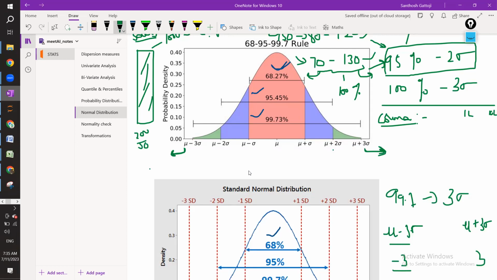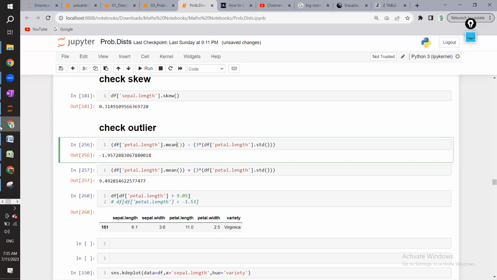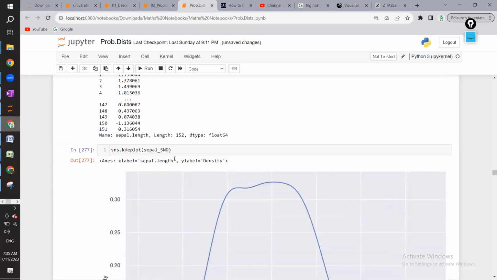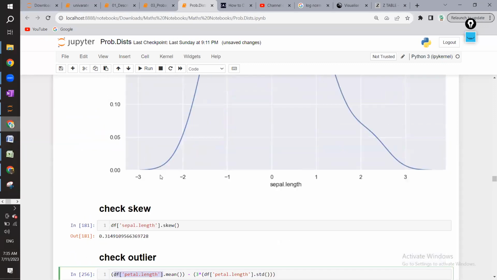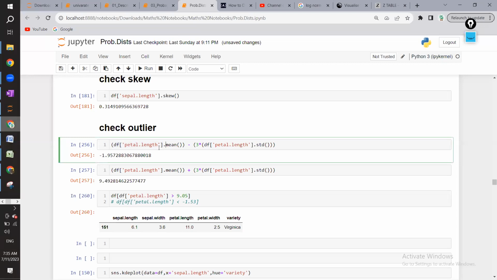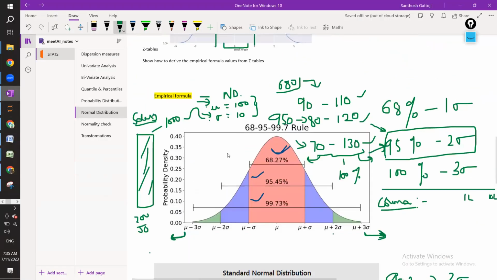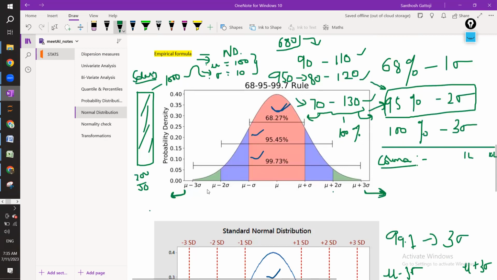Or do you have any doubts? Because 99% of the data is present within that range. And I'm not saying standard normal distribution, because you can convert this petal length into standard normal distribution, just like how we did for sepal length. Or you can directly do that, because this empirical formula will hold for any normal distribution, not necessarily for standard normal distribution. So we need to calculate mu minus 3 rho and mu plus 3 rho.